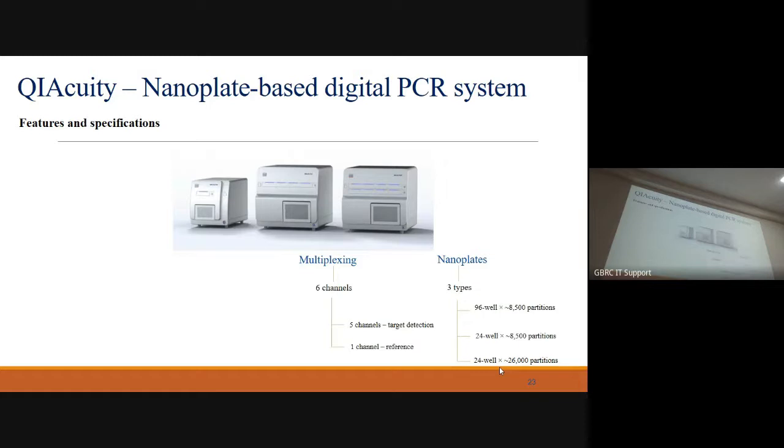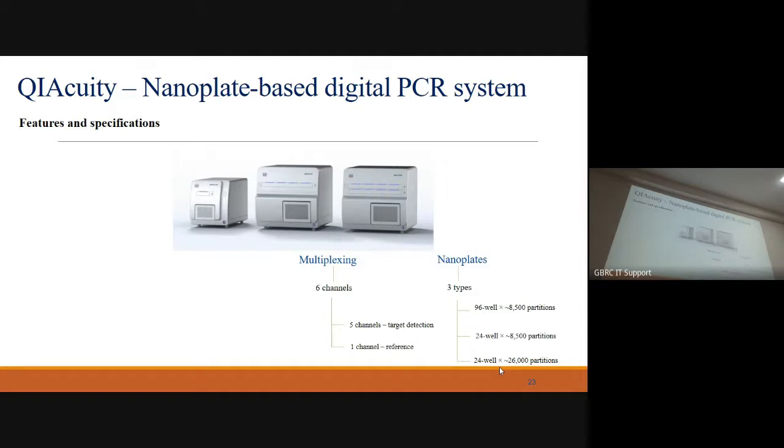Then you ensure that there is no bubble or anything. Then you load your sample into it. Because sometimes if a bubble is there, it will not give you valid partitions properly. So let's say if your reaction mix is very proper, then you will get around 25,000 valid partitions. But if you are getting any bubble, then the valid partitions will be lower.